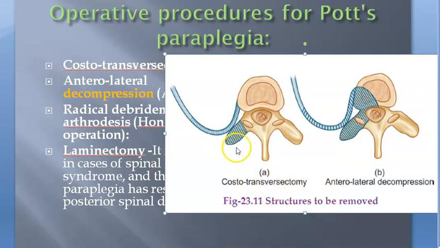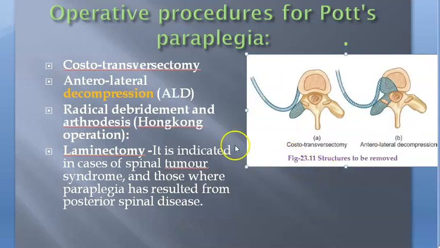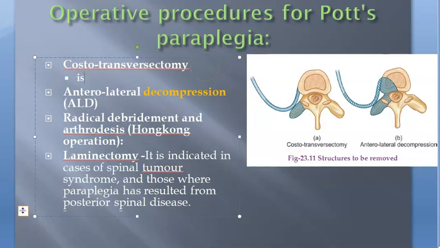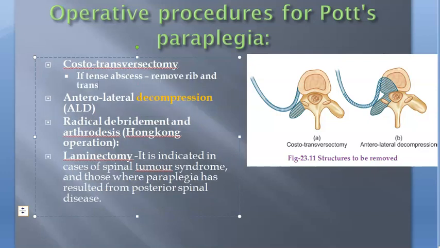So you will remove a section of this rib and transverse process, not just the vertebra. They're removing a portion of the rib also, okay? Then, they do this if there is a tense abscess, okay? So they want to decompress. If there is a tense abscess, okay? And where are we? You will remove rib and transverse process, okay?